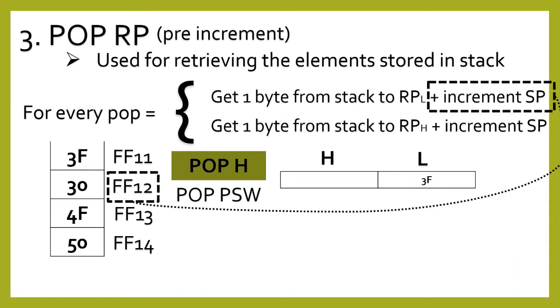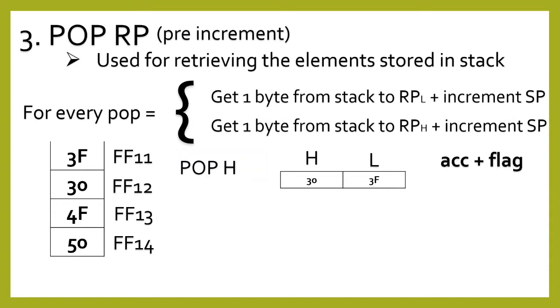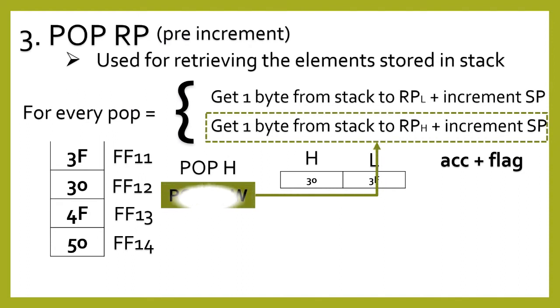After popping 3F, you need to increment your stack pointer. It means you need to add 1. From FF11 it will become FF12. That means the stack pointer is now pointed to FF12. After that you will copy 32 to the higher order register. Similarly, POP PSW is the combination of accumulator and flag register.